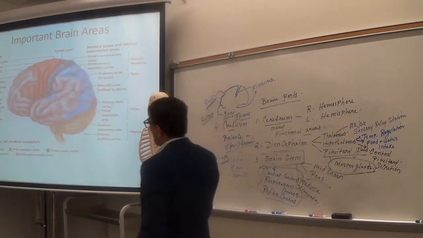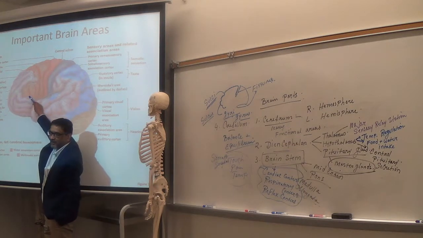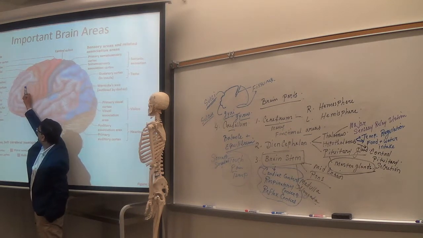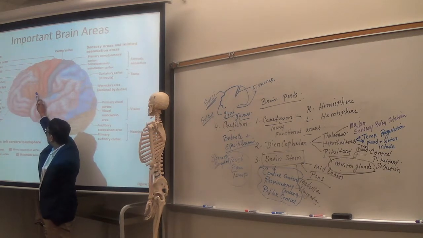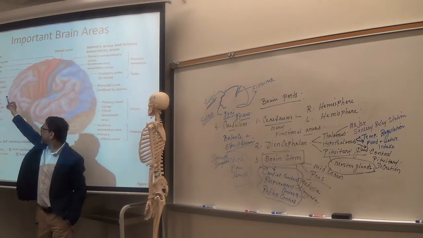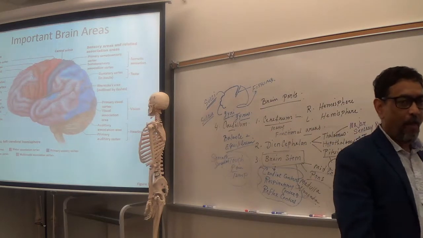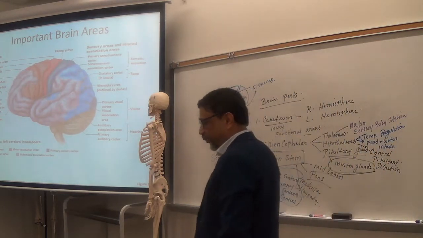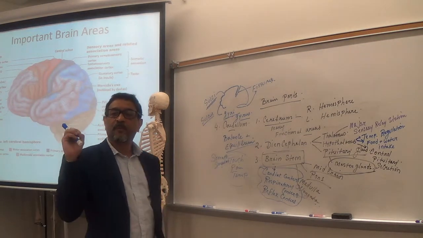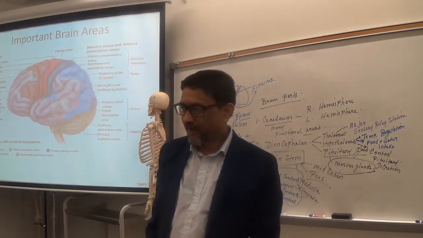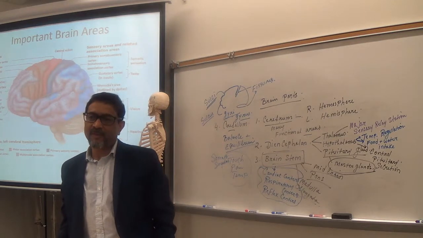Let's go to the frontal lobe. This is the frontal lobe, okay? Almost in the middle of the frontal lobe, within this dotted area, this area is called Broca's area. Broca's area. This area is responsible for production of speech. Production of what? Speech. When you talk.